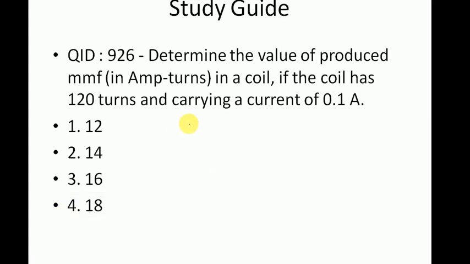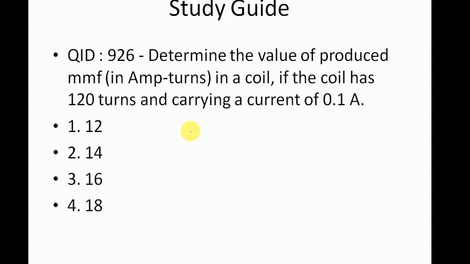The first question says: determine the value of the produced MMF in ampere turns in a coil if the coil has 120 turns and carries a current of 0.1 ampere. So what is the MMF? MMF is the ampere into turns.